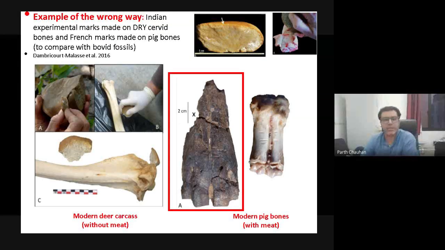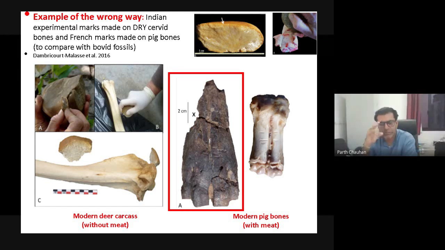Now this is an example of how experimental archaeology can be used in a wrong way. Now a few years ago, a team reported these cut marks, and this is one of the specimens in the center, in the red box, with cut marks on the bones in the Shivaliks at the site of Masol. Now these were thought to be made by hominid stone tools, and they're estimated to be 2.6 million years old. And these specimens are on display in the Chandigarh Museum.